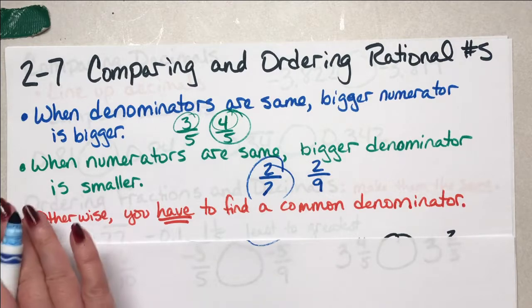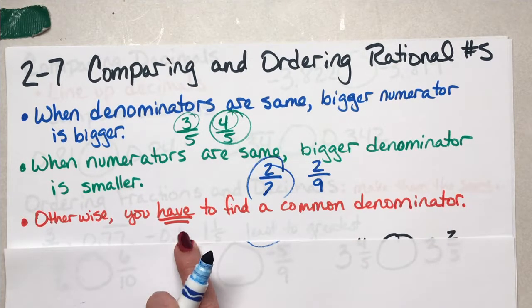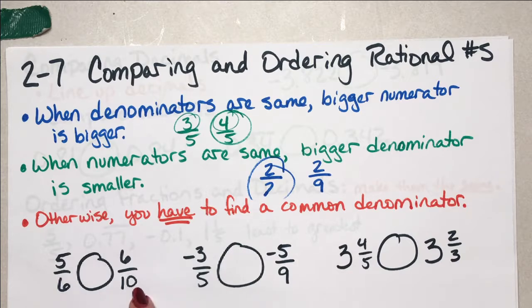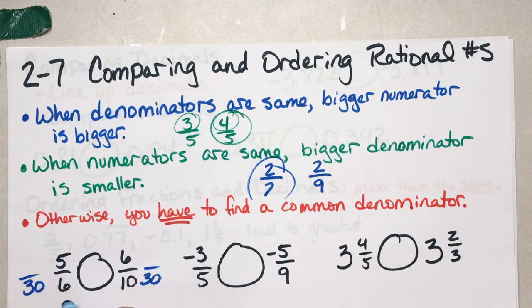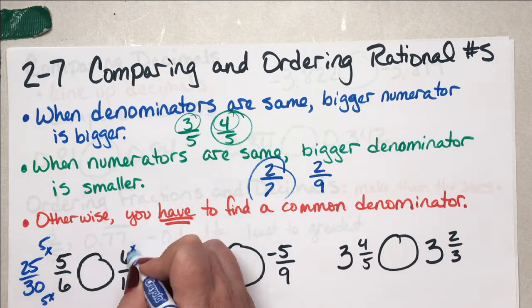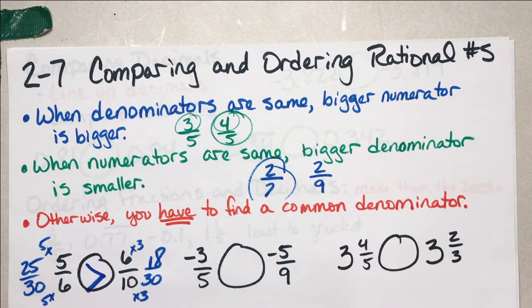Otherwise, if you have nothing that's the same, you have to find a common denominator. You can't just look at them and guess. So let's try a few. I have 5/6 and 6/10. I need to find a common denominator. Both of these will go into 30. And these are equivalent fractions. 6 times 5 is 30. 5 times 5 is 25. 10 times 3 is 30. 6 times 3 is 18. And 25 is bigger than 18.